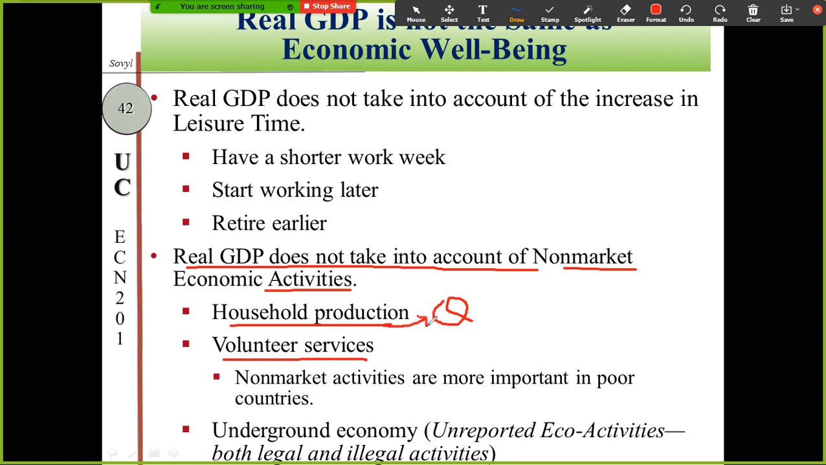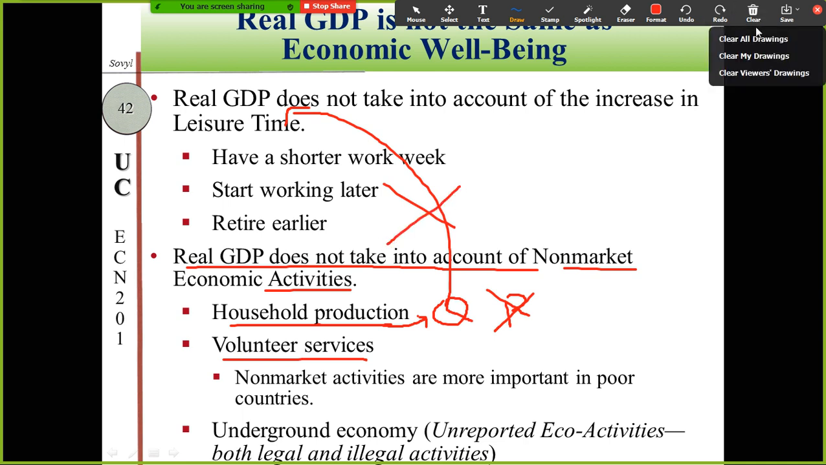Your mom will use household output, but we don't have price. If we don't have price, we cannot find market value. If we cannot find market value, this activity cannot be taken into real GDP.